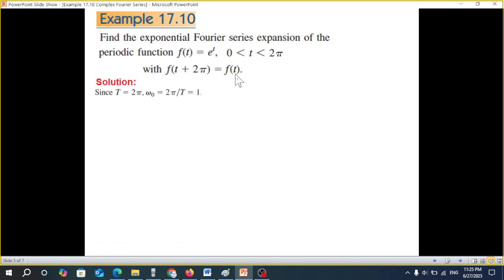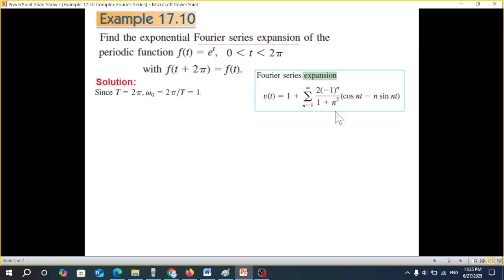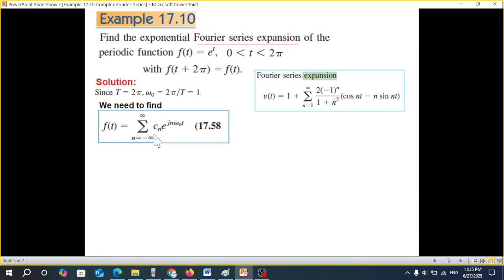Okay, now from here you can see that T is 2π, and we know ω0 is 2πf or 2π over T, and T is 2π, so it will be 2π over 2π, equal to 1. And when we say find the Fourier series expansion, that really means that we have to have something like this. We'll try to achieve this type. And in our case, it will be like this, because the DC component is also inside this. So this is what we are trying to find.